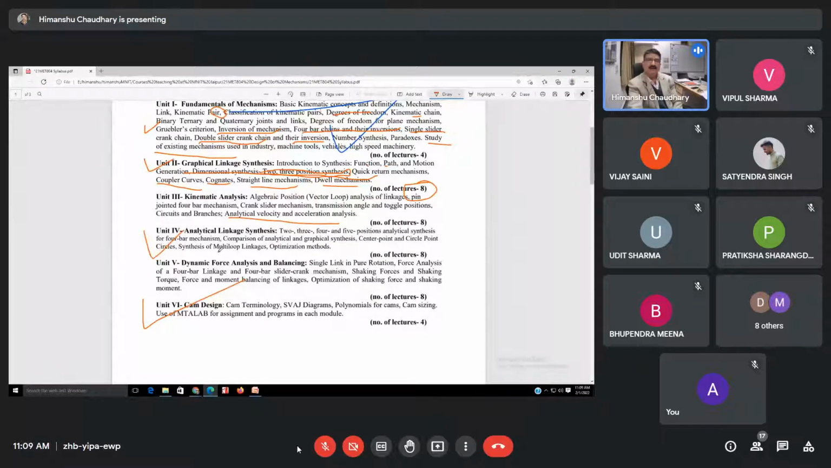Unit 4 is a very important unit, in which instead of doing graphical synthesis, we will use analytical methodology to find the solution. Right? In old days, people used graphical methods because computers and software were not available. But nowadays, we can use analytical formulations, develop equations, and then solve them for our mechanism. There we define some synthesis methods and methodologies and a comparison of graphical and analytical methods. Some important terminology there: center point circles, synthesis of multi-loop mechanisms, and optimization methodology.